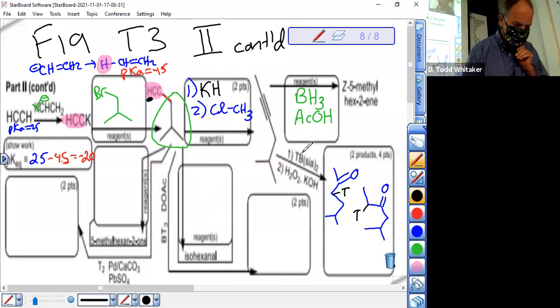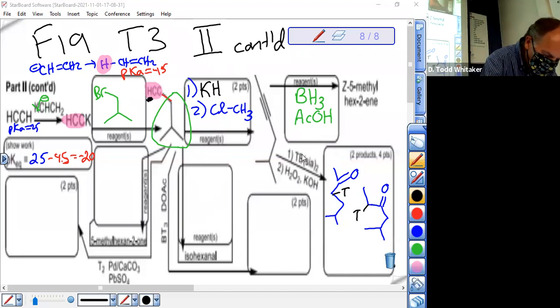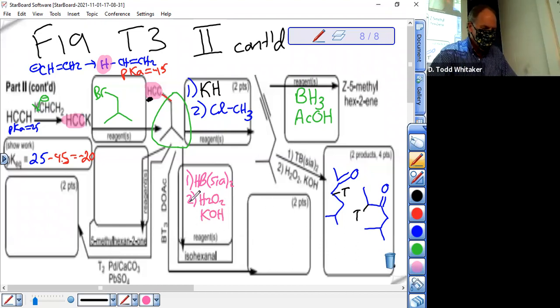So reagents to make isohexanal are step 1, HB(Cia)2, and step 2, H2O2, KOH. And this is BH3 and acetic acid, but instead of BH, I use BT. And instead of acetic acid, I use DOAC.